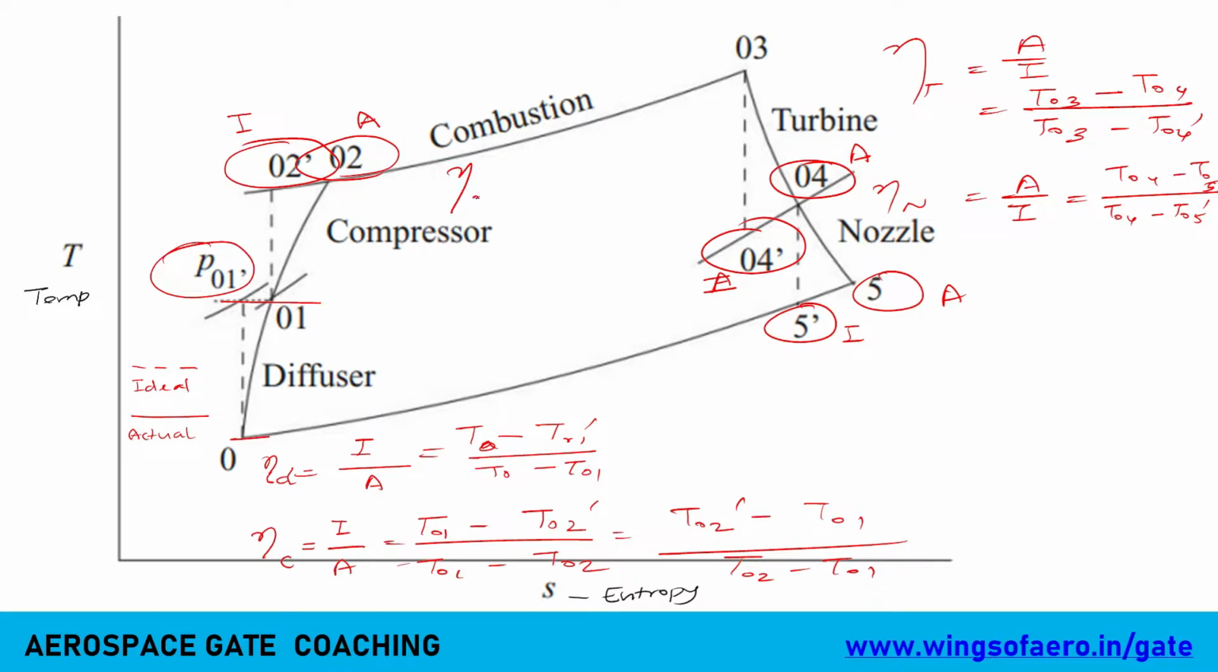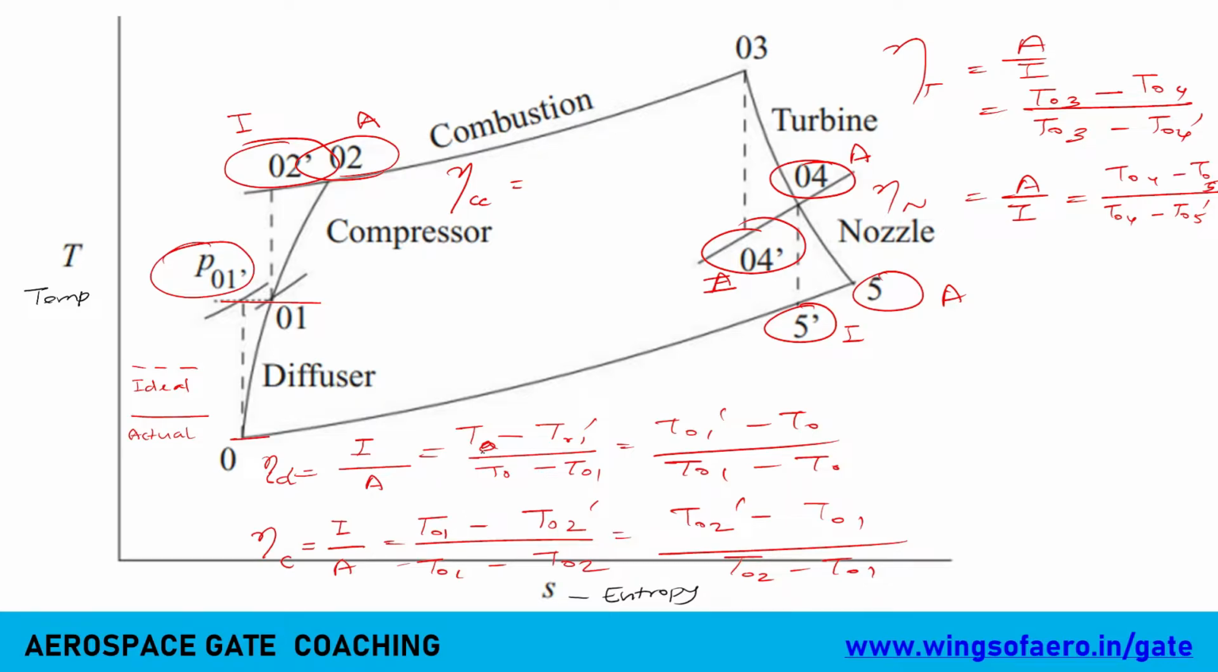For efficiency of diffuser, it will be T naught 1 dash minus T a, ma'am? Yes, either of that, it's going to serve the purpose. You can do anything, because this minus and minus will get cancelled off, so that will not affect. But follow the same way. However you are writing, you have to follow that path.